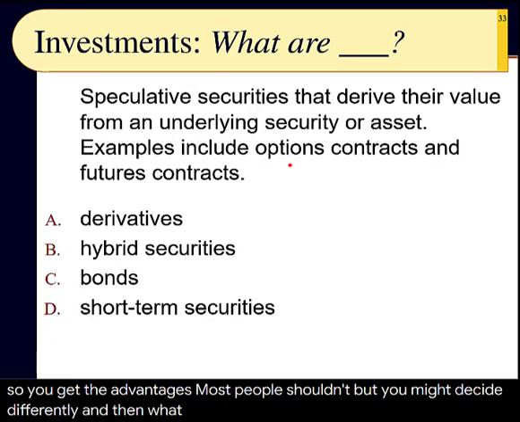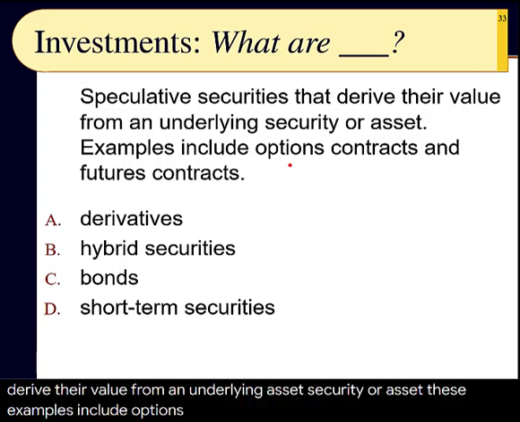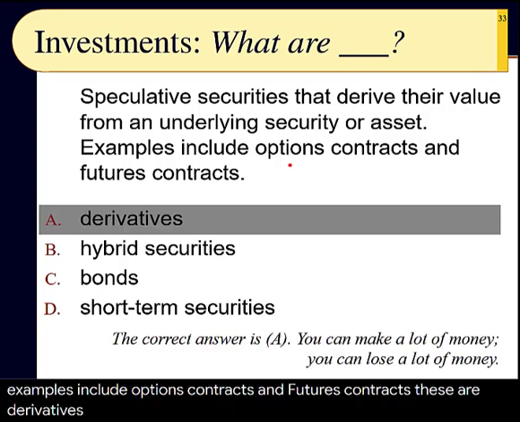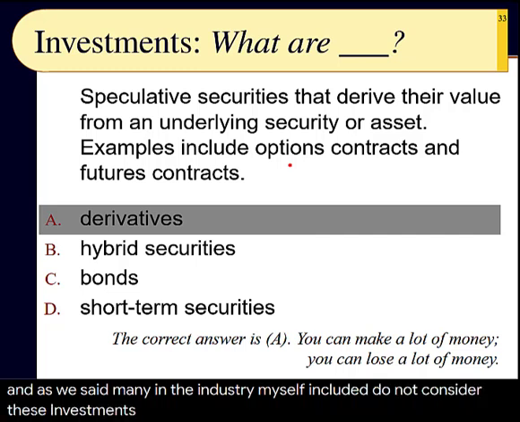And then what are speculative securities, gambling, that derive their value from an underlying security or asset? Examples include options contracts and futures contracts. These are derivatives. You can make a lot of money, you can lose a lot of money. And as we've said, many in the industry, myself included, do not consider these investments. They are speculations, they are gambles.